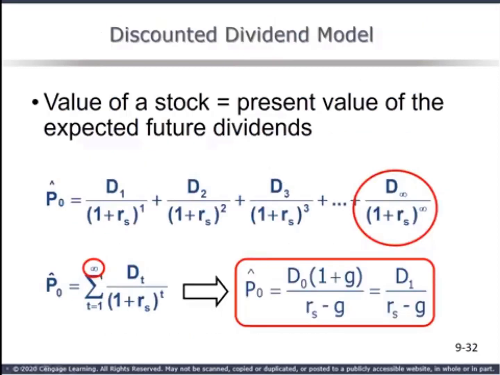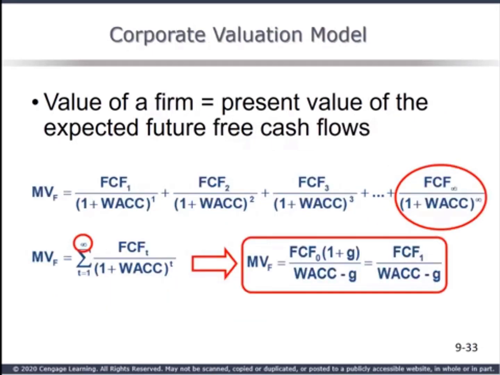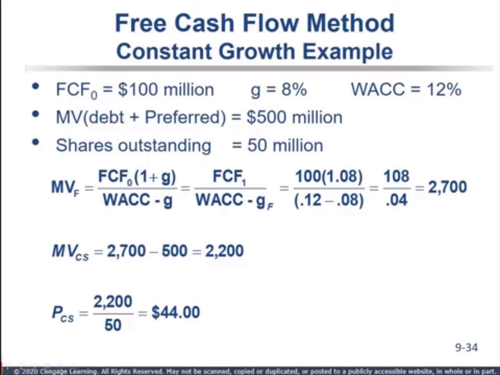Recall our basic valuation model for a share of stock and how, by assuming a constant growth rate, we could simplify to the constant dividend growth model. We can do the same for the free cash flow model. Note that when using free cash flow, we're discounting by the firm's weighted average cost of capital, which we don't cover until Chapter 10, so it'll be given. Using the same assumption of constant growth, we can simplify to a free cash flow version of the constant growth model. Let's walk through an example.